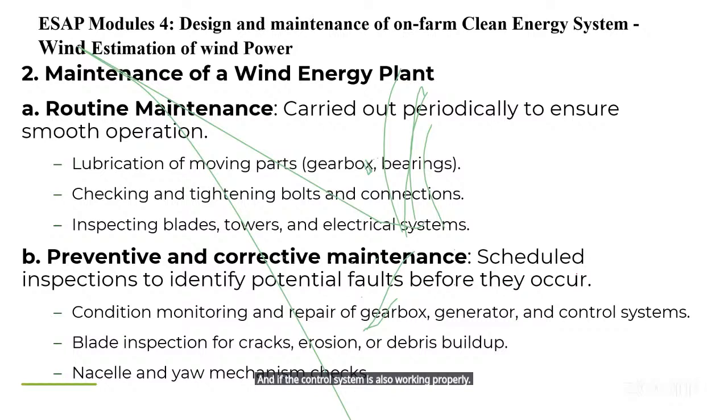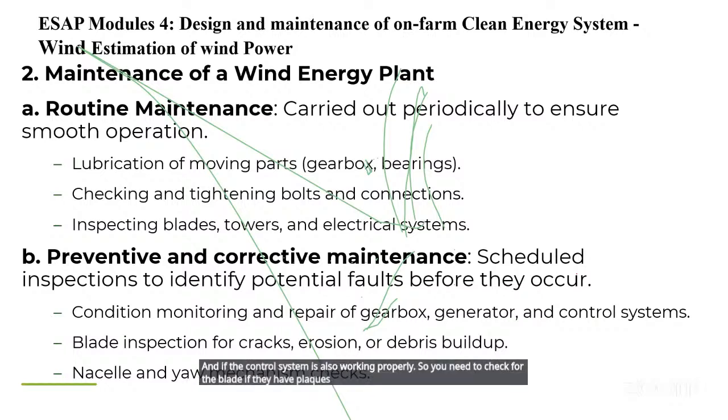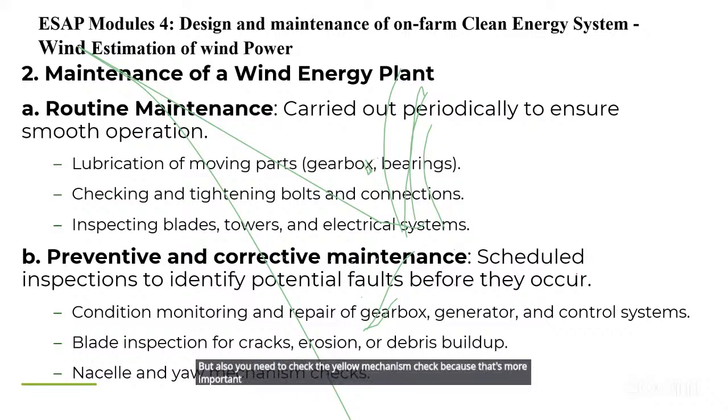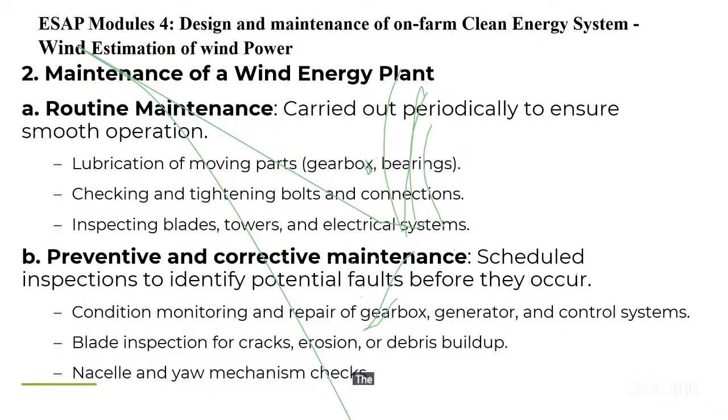So you need to check the blades if they have cracks, if the foundation is affected by erosion, if you have a lot of debris built up around the foundation. But also you need to do the yaw mechanism check, because that's more important to maintain the frequency of the rotor within the range.